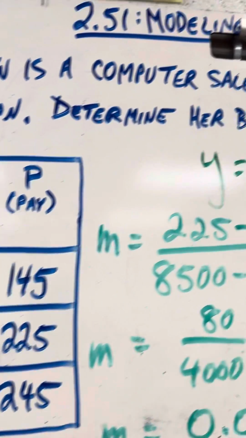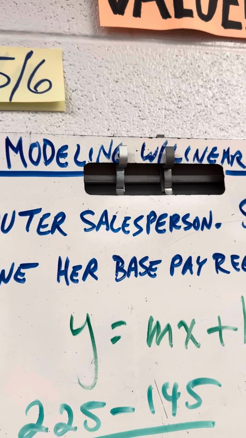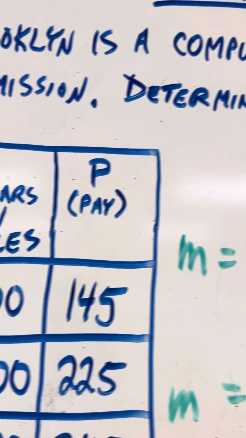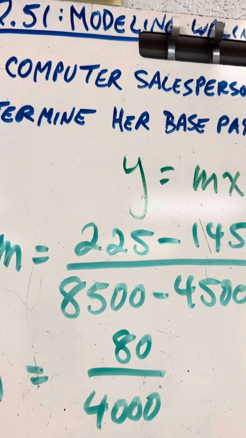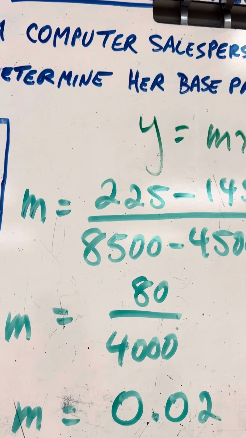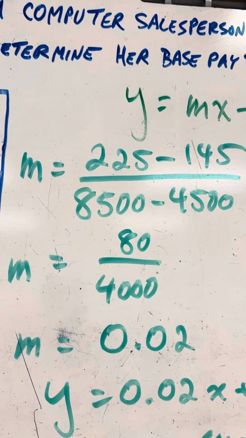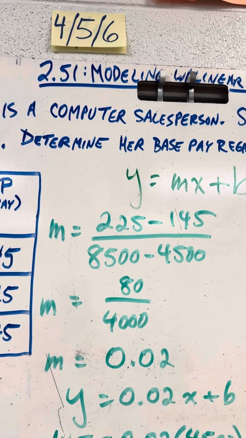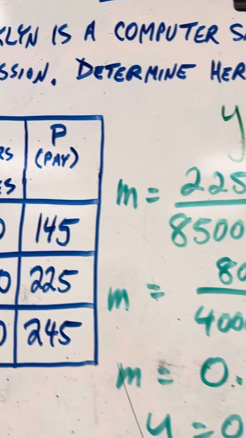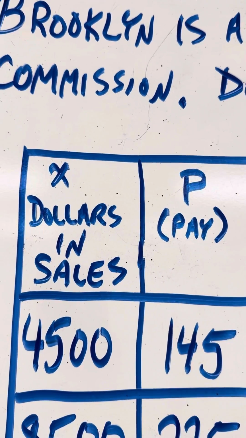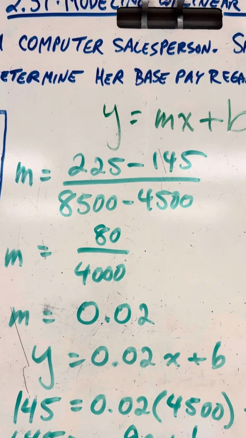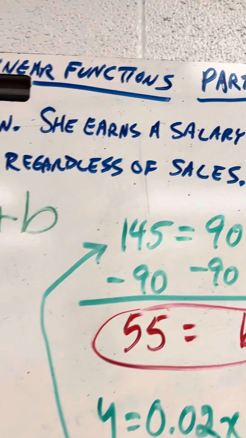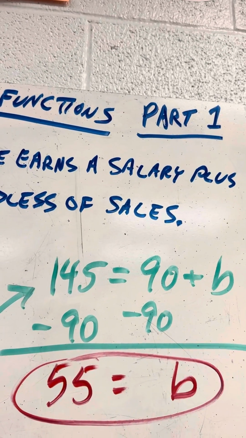So we're going to still do Y equals MX plus B. We're going to do 225 minus 145 over 8,500 minus 4,500. That's going to give us 80 over 4,000, which equals 0.02. So Y equals 0.02X plus B. Now we need a number for X and a number for Y. So we're going to put 145 in for Y and 4,500 in for X. When we do that, we get 145 equals 90 plus B. We subtract 90 from both sides and get B equals 55.